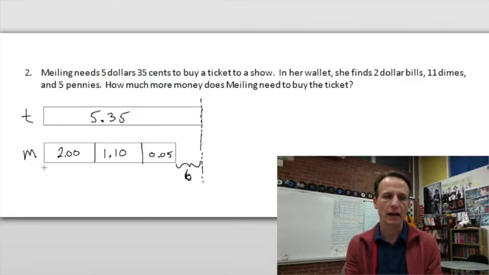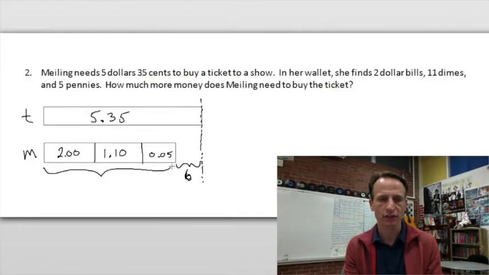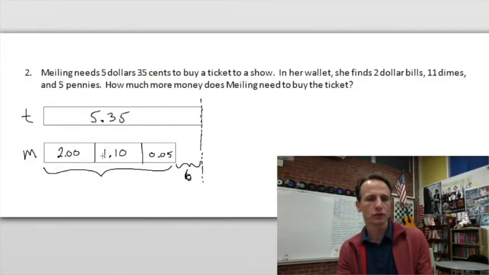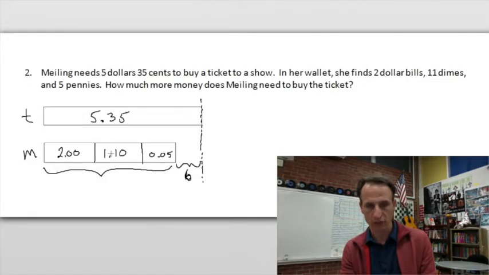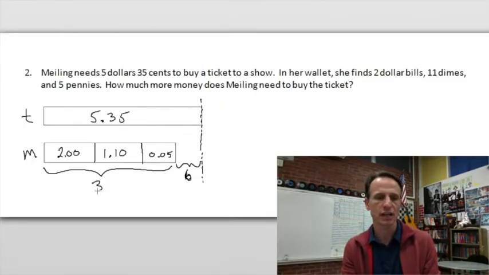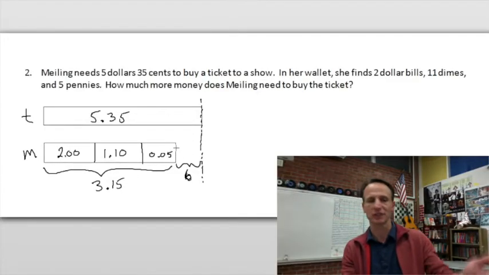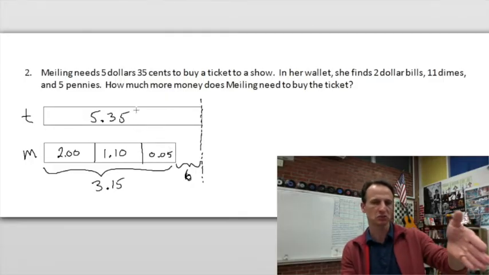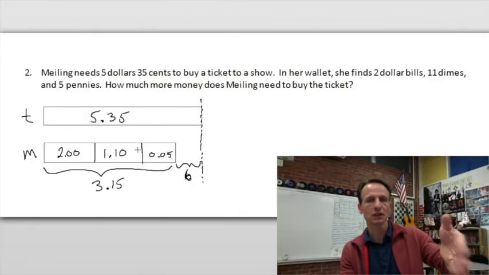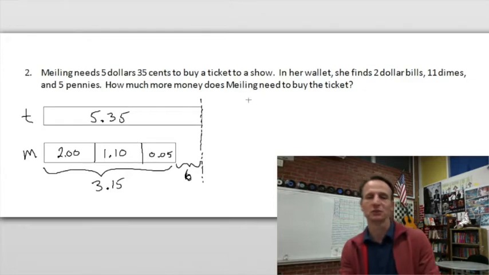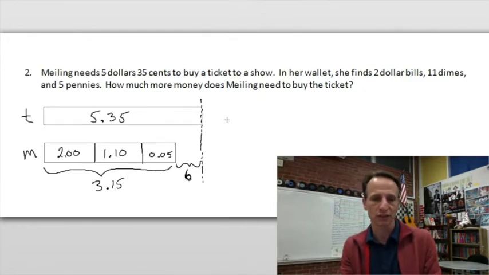All right, so we know the ticket is $5.35, but what does she have? Well, $2 and $1 is $3. 10 cents and 5 cents is 15 cents. So she has $3.15. I want to point out that my tape is in no way proportional. This $3.15 should be maybe out to here, but that's not what is important here. We're trying to just get our heads around the problem.